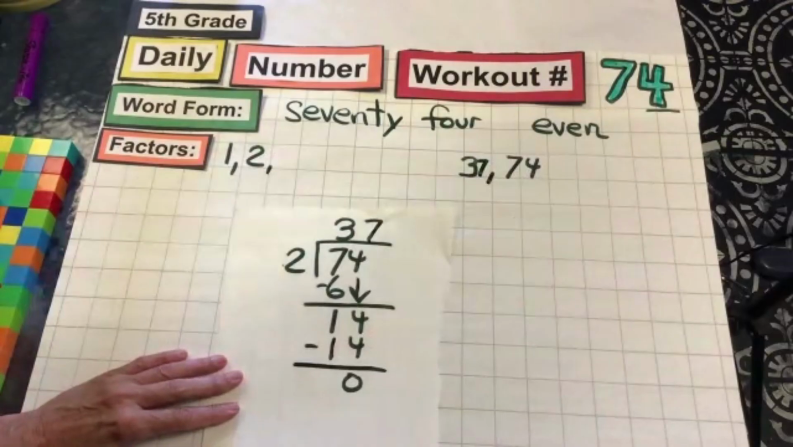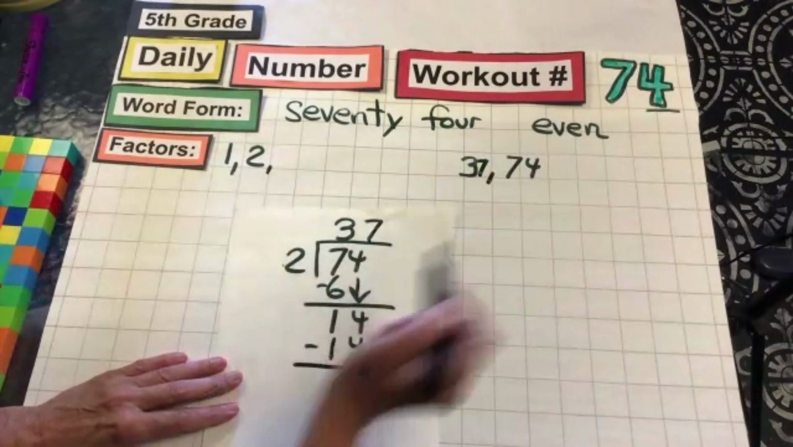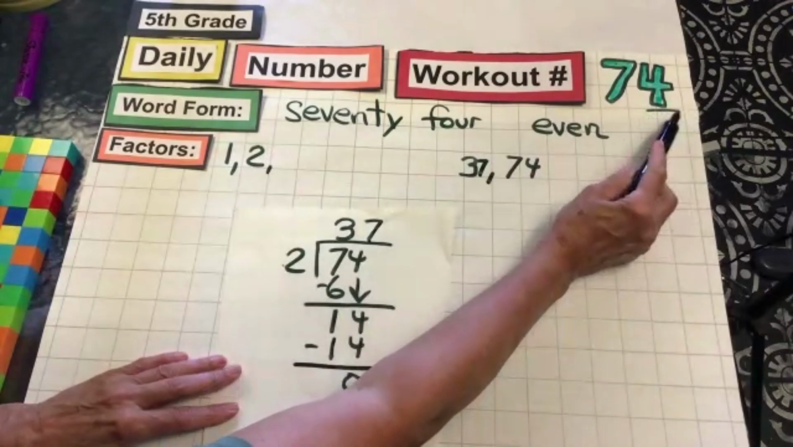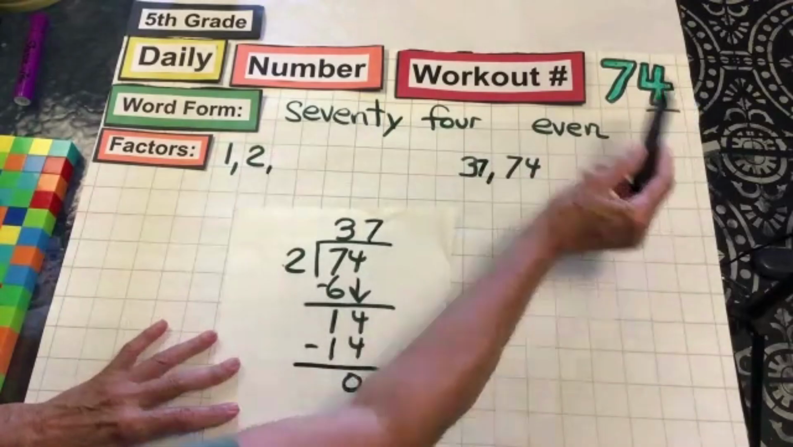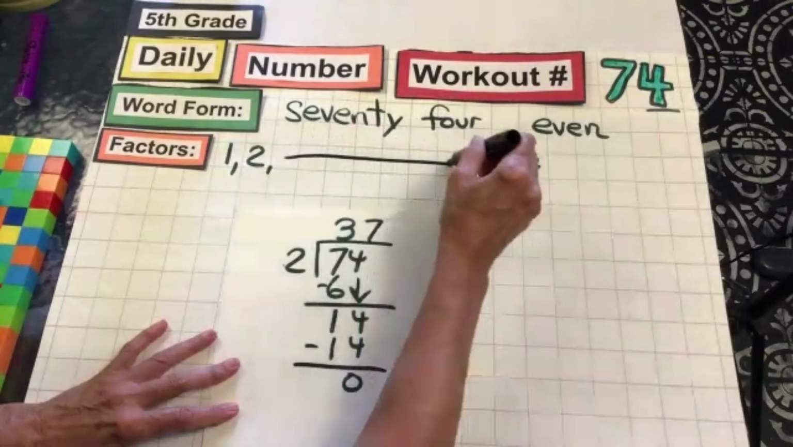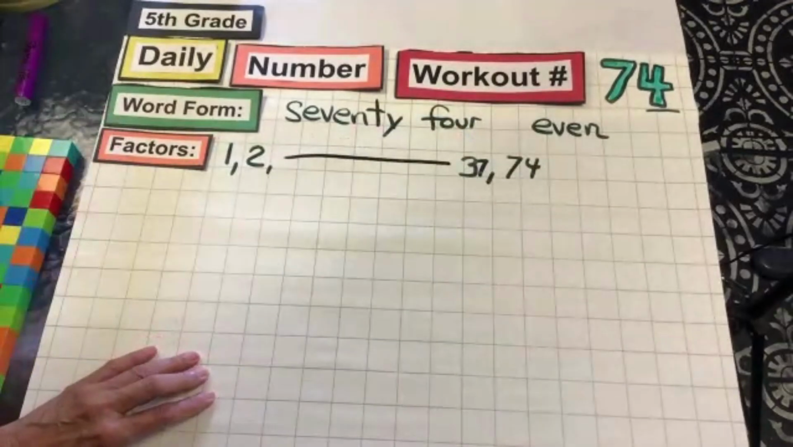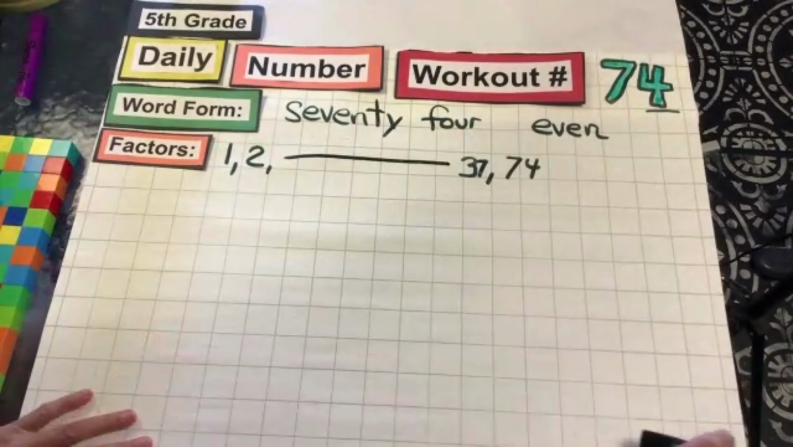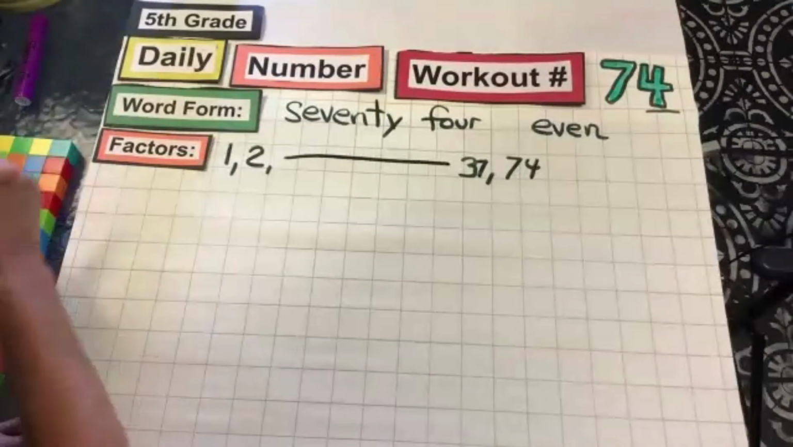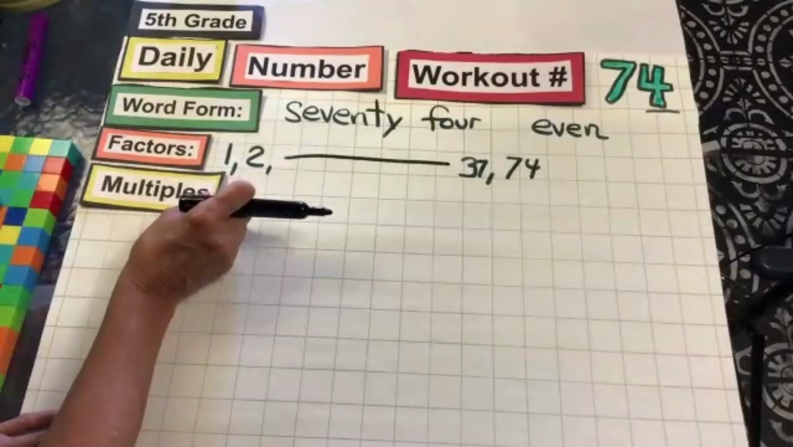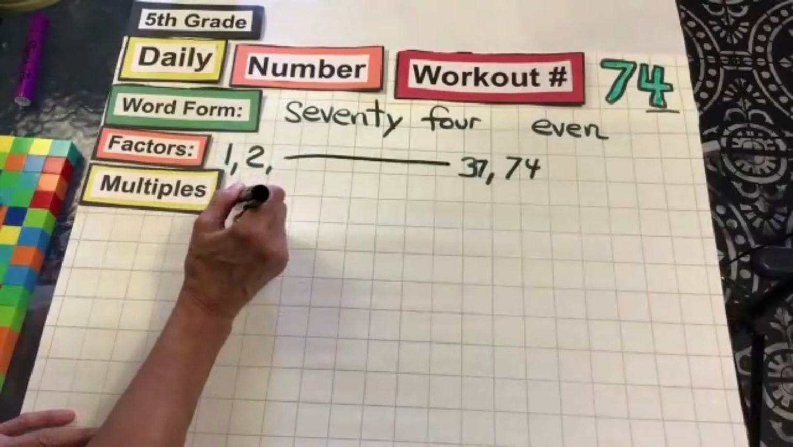3 does not go in evenly. 4 does not go in. 5 does not go in because it doesn't end with a 0 or a 5. 6 doesn't go in. 7 doesn't go in. Those are the only factor pairs of 74. Let's move on. So our multiples of 74, 1 times 74 is 74.